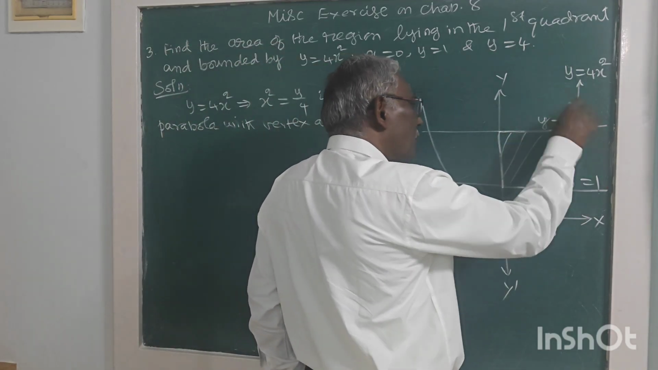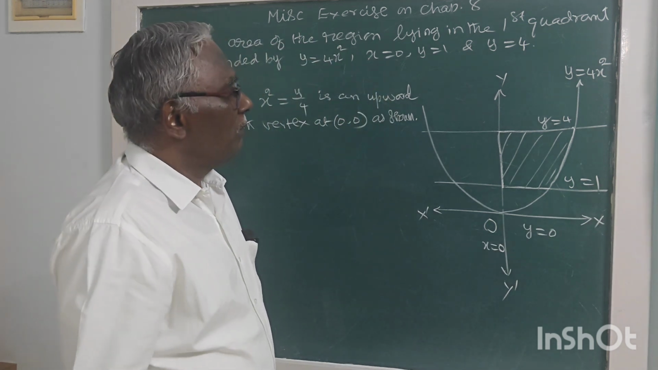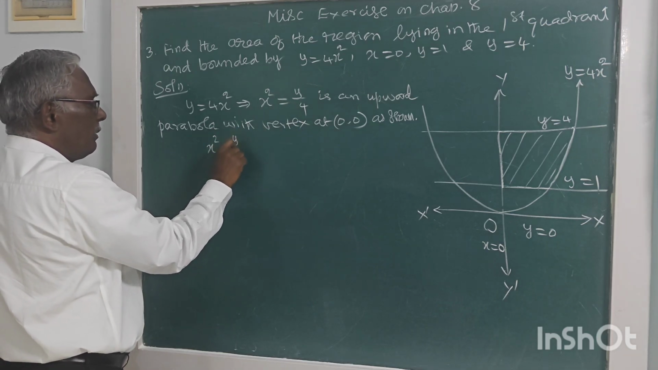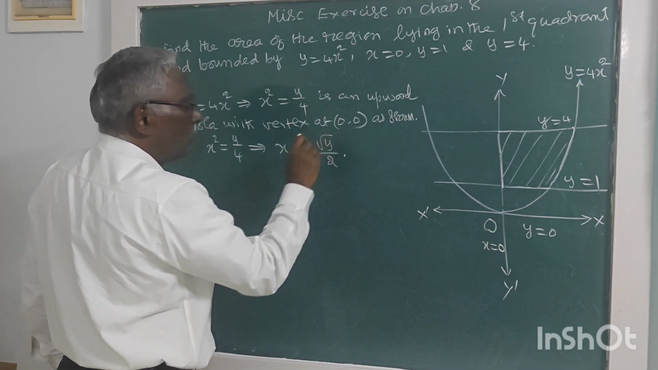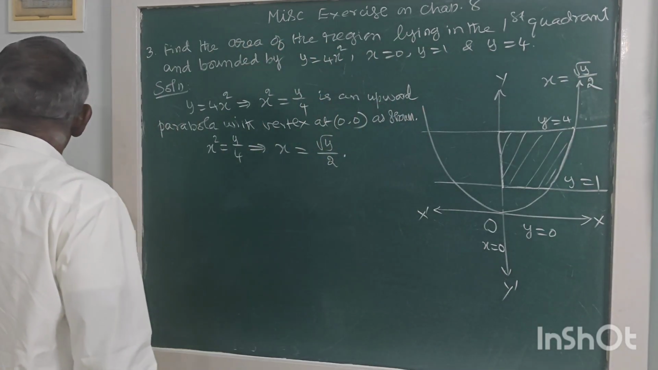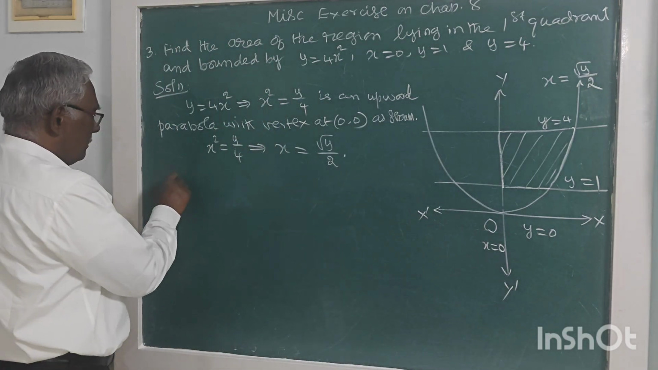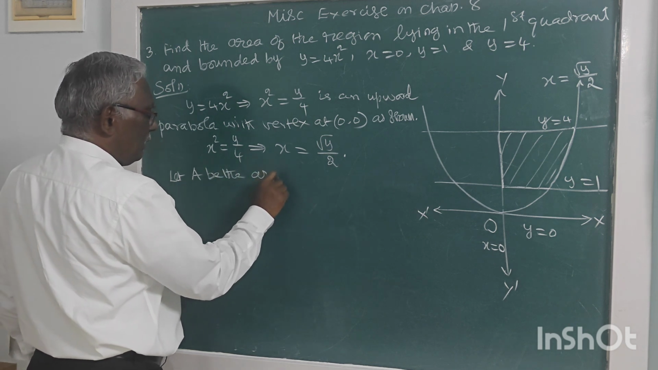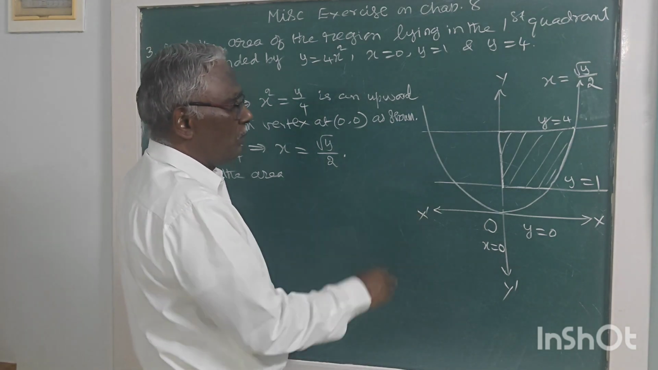Then we have to find the value of f of y, that is, x in terms of y. So x square is y by 4. This gives the value of x as root y by 2. x is equal to root y by 2 is the equation of this parabola. Let A be the area of the region bounded by the parabola and the lines y is equal to 1 and y is equal to 4 on the y-axis.